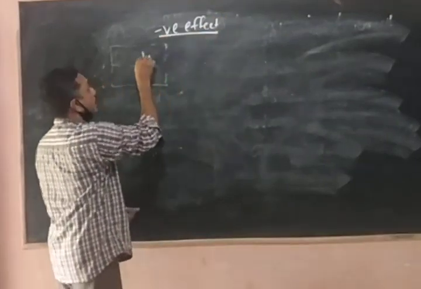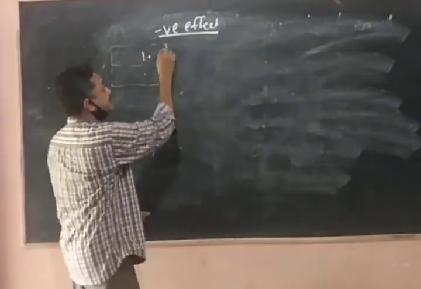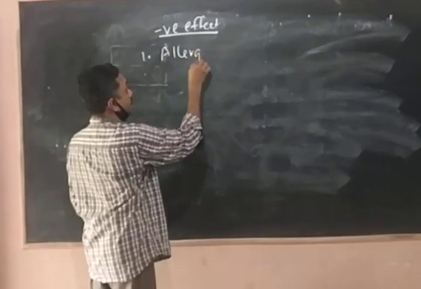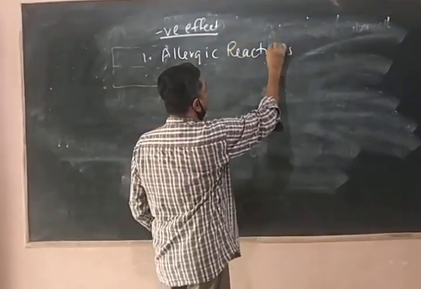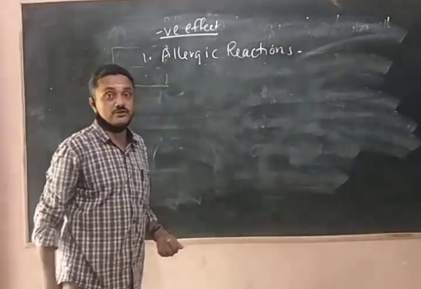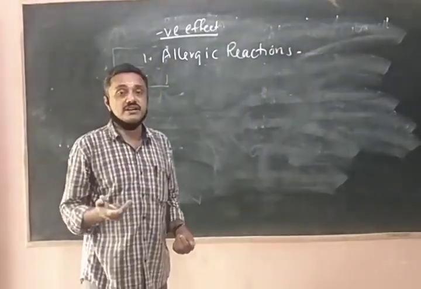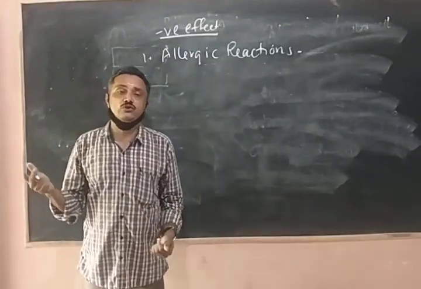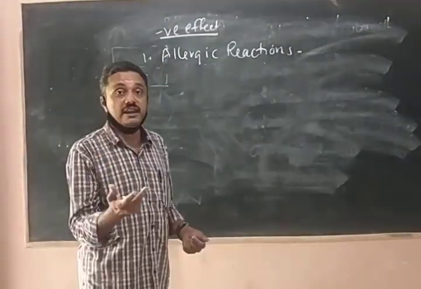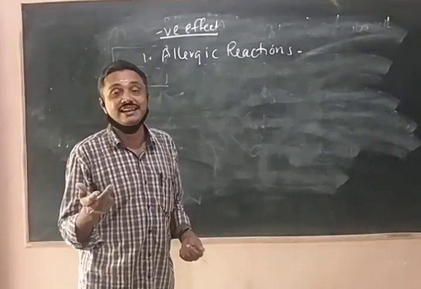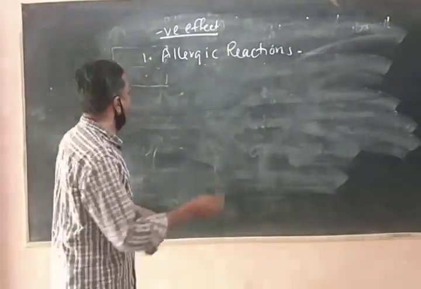First of all, pollen grains cause various allergic reactions. They cause various allergic reactions in the skin and sense organs. You have seen that various allergic reactions are there. Pollen grains of many plants cause skin allergy in human beings. So skin allergy and various allergic reactions are caused by pollen grains.